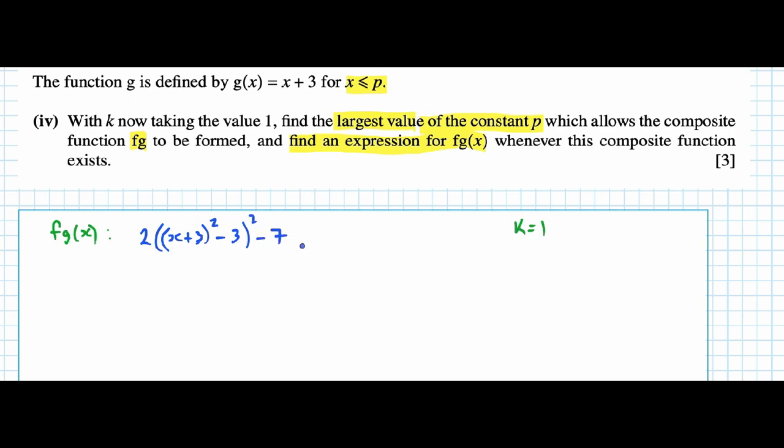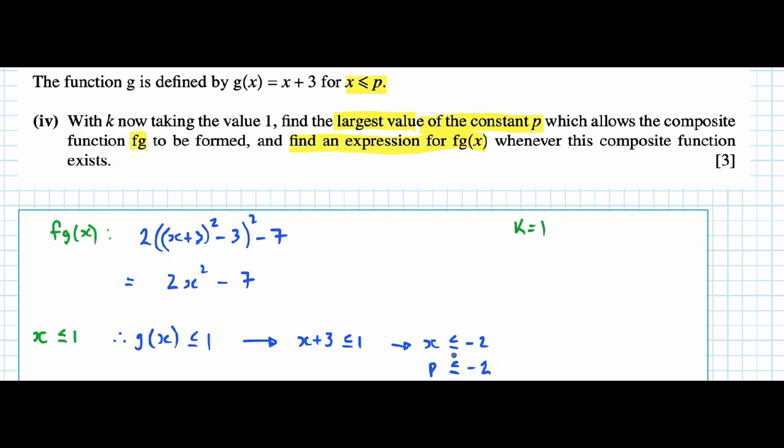And that's that there. And then, of course, we can just simplify those 3's out. So we get 2x squared minus 7. And so we know that g of x is less than or equal to 1. Because x is less than or equal to 1. So g of x is x plus 3. So just putting them together, x plus 3 is less than or equal to 1. X is less than or equal to minus 2. And so in that case, p is less than or equal to minus 2.